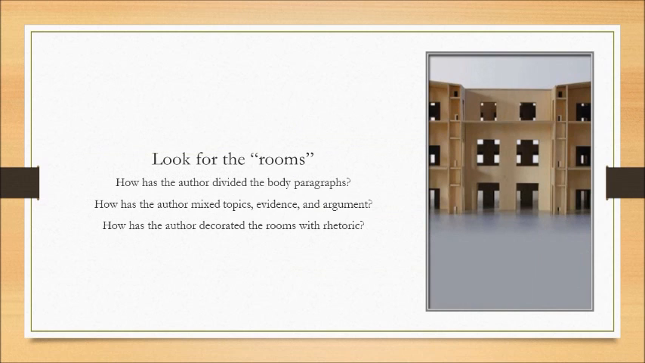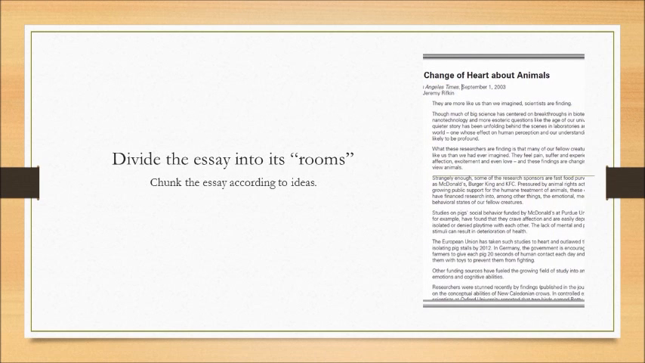The next step is to look for the various rooms. This is where the outlining comes in. Try to imagine, if the author wrote an outline of his essay, what would the main sections be titled? These sections will all have a separate idea and certain evidence that is specifically placed to persuade the reader. Divide the essay into those chunks or rooms by drawing lines between them.